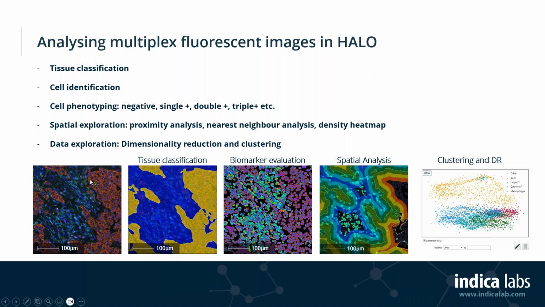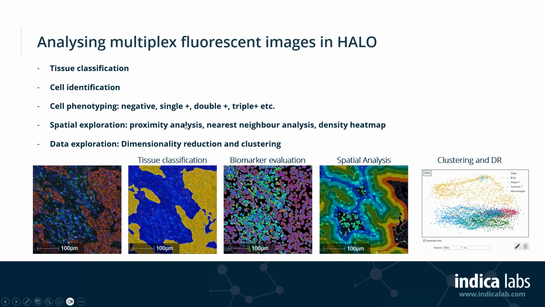The first thing you may want to do is to categorize the tissue into compartments automatically and reproducibly, such as the tumor here in red and the stroma here in the middle. And for this, you can use our tissue classification algorithm as an example here. And this will then allow you in a second step to focus on the biomarker evaluation.